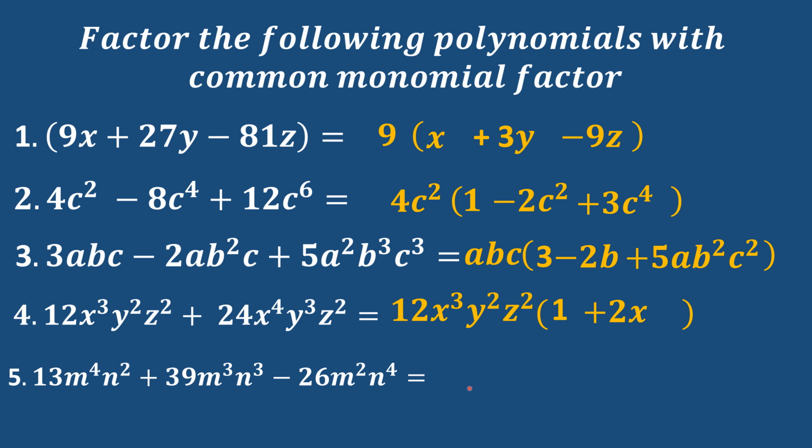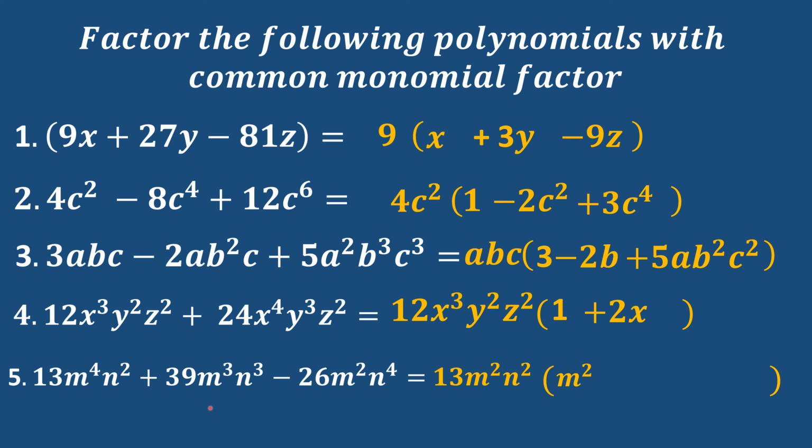Well, let's proceed to number 5. So 13, 39, and 26. Of course, our common constant is 13, while for our variable, we have m squared as the variable m with the least exponent, so 2. And the n also, among the three, n squared is the least. So what is its other factor? We have 13m to the 4 n squared divided by our common monomial factor. So the remaining will be m squared already.